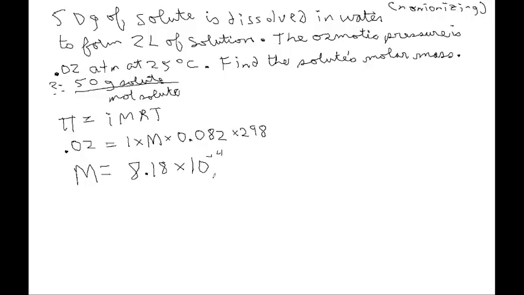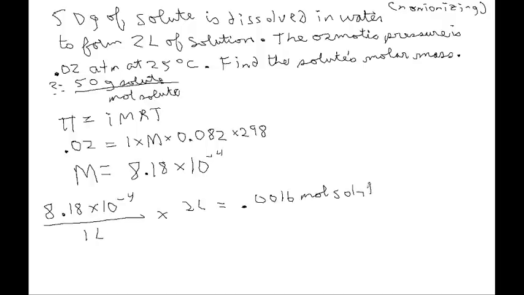Per 1 liter. Now you can multiply this by 2 liters to get the units to cancel. And that is equal to 0.0016 moles of solute. Let me take 50 grams and divide it by this number. And I get 30560.375 grams of solute per mole of solute.